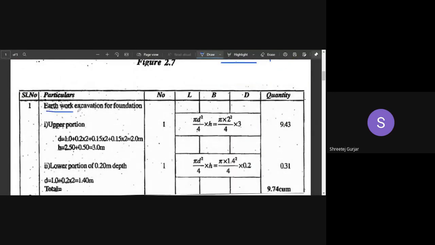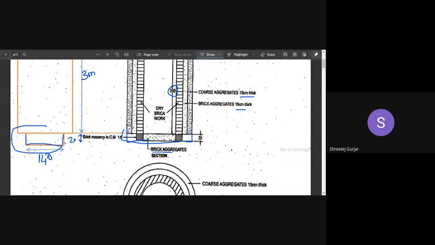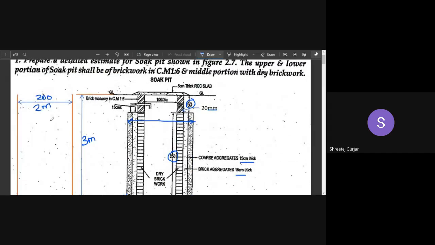So earthwork in excavation in foundation, upper portion meaning this part, 3 meters and 2 meters. 3 meters and 2 meters is the upper part, and then this is your lower part. Separately we will write them both. So what is the upper part dimension? It is circular in cross section, right? So it will be pi by 4 into 2 squared into 3 meters height.